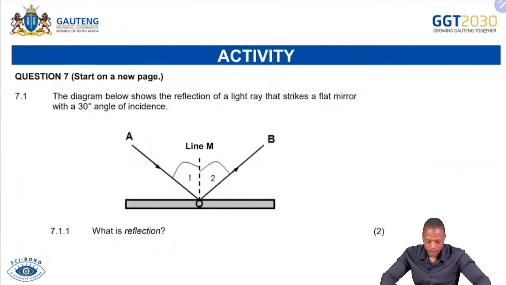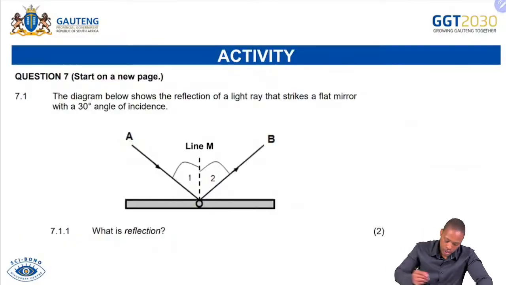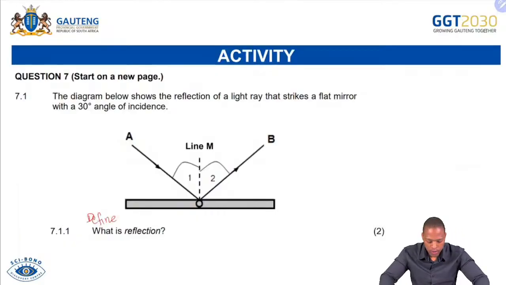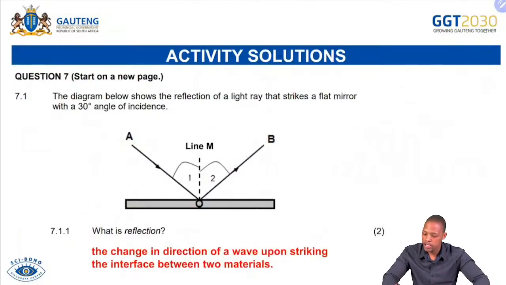Right, welcome back. I hope you've attempted the activity, and I hope it is as simple as I think it is. So the activity is, the diagram below shows the reflection of a light ray that strikes a flat mirror with a 30-degree angle of incidence. And the first question we're being asked is, what is reflection? Or more, it actually should be define reflection. That's actually what they want from that question. They want you to define reflection. Let's hope that you are getting that right, or at least you have an idea of what reflection is.